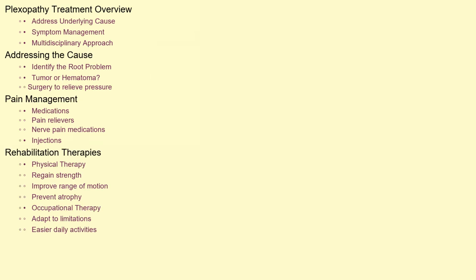Treatment for plexopathy focuses on addressing the underlying cause and managing the symptoms. If the cause is a tumor or hematoma, surgery may be required to relieve pressure on the plexus. Pain management is a key component, often involving medications like pain relievers, nerve pain medications, and sometimes injections. Physical therapy is crucial for regaining strength, improving range of motion, and preventing muscle atrophy. Occupational therapy can help patients adapt to their limitations and perform daily activities more easily.